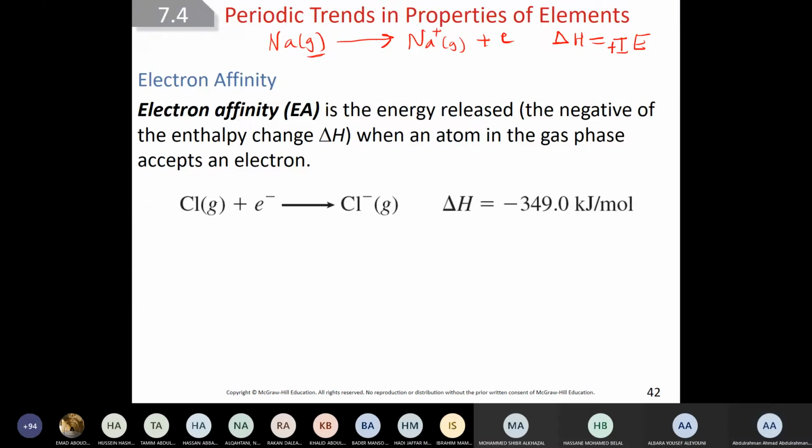Now we call the other energy: if you take chlorine gas, a chlorine atom, not Cl2, chlorine atom gas, and add an electron to it to make chlorine ion gas, we call this energy electron affinity. I want you to memorize the names. This is called ionization energy, and this is called electron affinity.